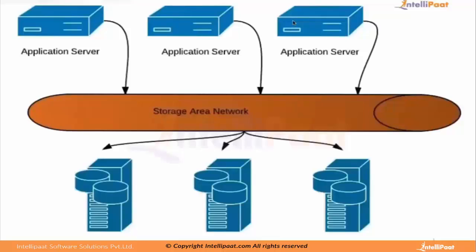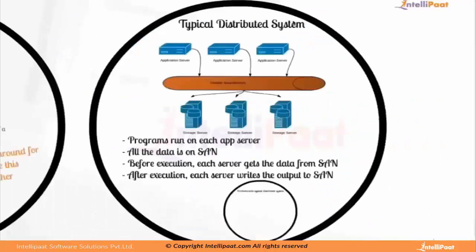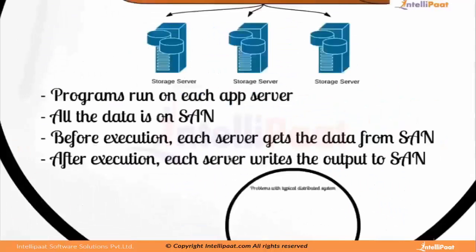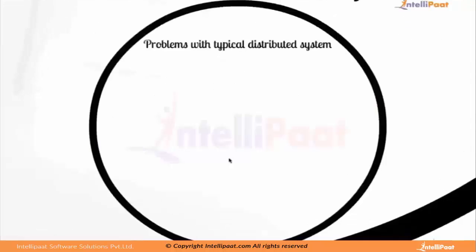Each guy gets his share of data, processes, writes back, and the world was working, or let's say your distributed world was really working. So the program was running on each app server, all data was on SAN. Before execution, each server gets the data from SAN, and after execution, each server writes the output to the SAN. Now this approach had certain problems.